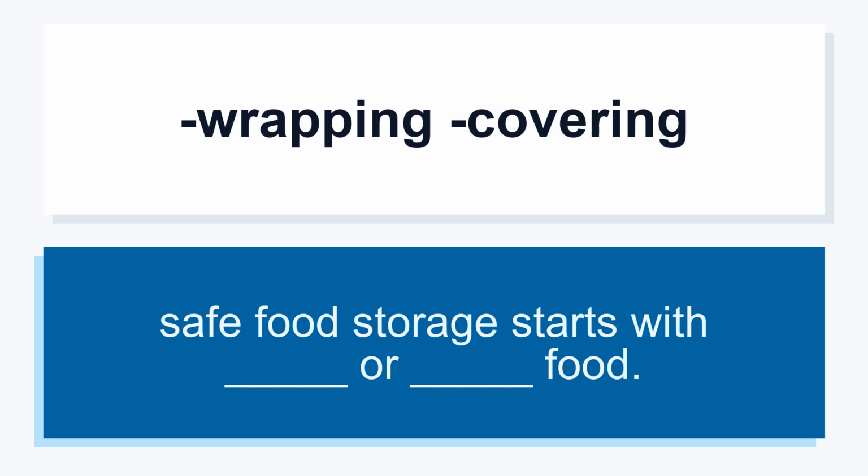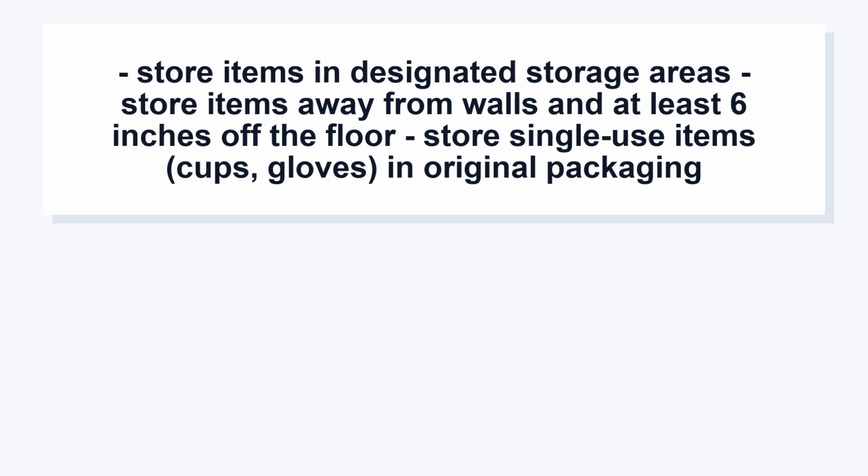Safe food storage starts with ________ or ______ food. Store items in designated storage areas. Store items away from walls and at least 6 inches off the floor. Store single-use items, cups, gloves, in original packaging.